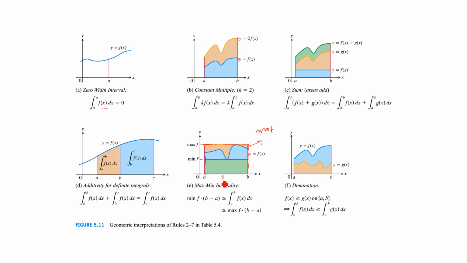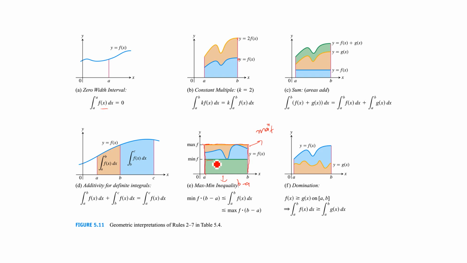and width is b minus a. So the area of this rectangle is the maximum value of f multiplied by b minus a, and this is greater than the area under this curve. That is, this is greater than the integral from a to b of f(x) dx. Right?